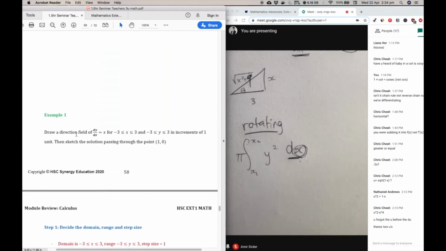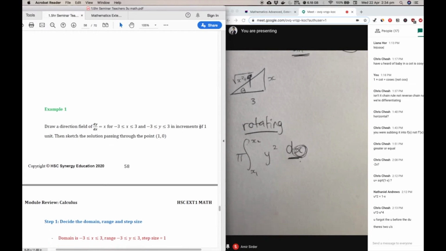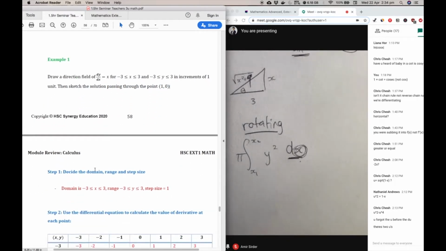So let's go through an example. Draw a direction field of dy/dx equals x, between x equals -3 and 3, and y equals -3 and 3, in increments of 1. Then sketch the solution passing through the point (1, 0). So we've got the domain and range already, given in the question, and the step size, which is 1.